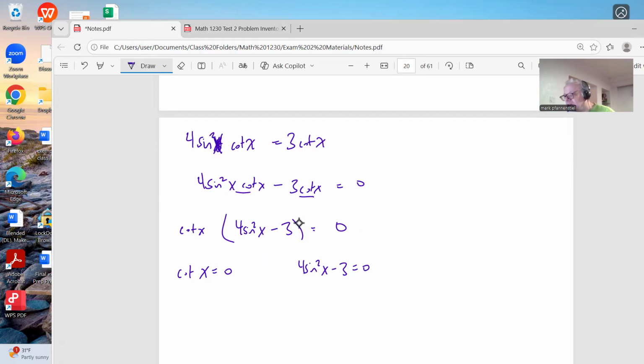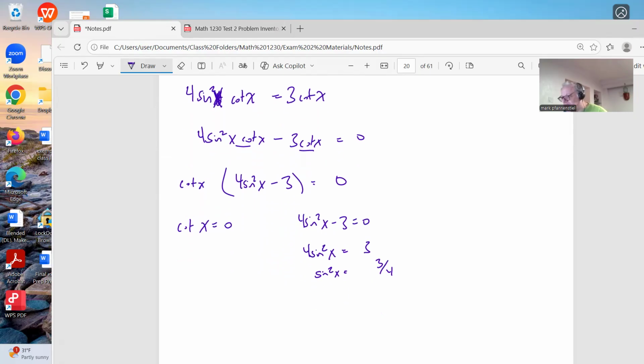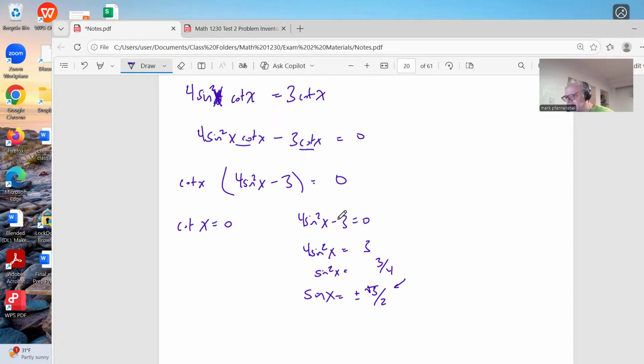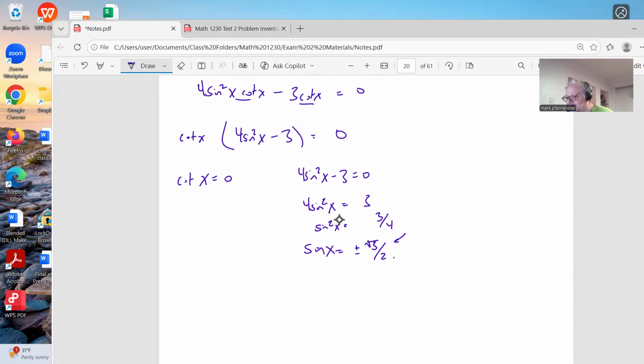Let's go ahead and solve this one. So we have 4 sine squared x is equal to 3, and then sine squared x is equal to 3 over 4. Then we take the square root of both sides. So we get sine x equals plus or minus the square root of 3 over 2. I swear I've seen a problem like that before. This is a unit circle kind of angle, and you're allowed to use your calculator. The answers are usually written with 2 decimal places in degrees.